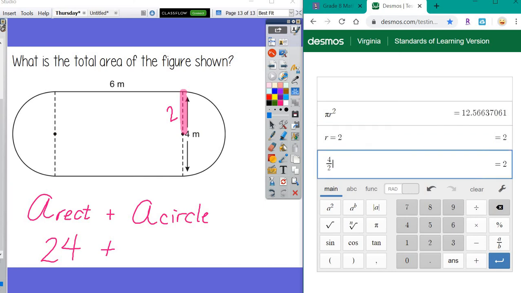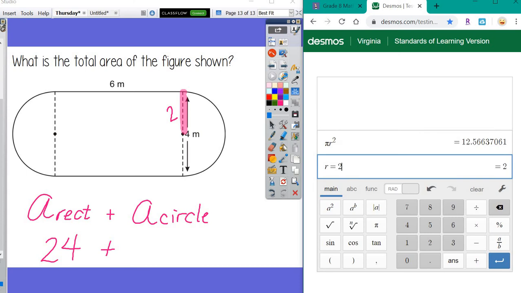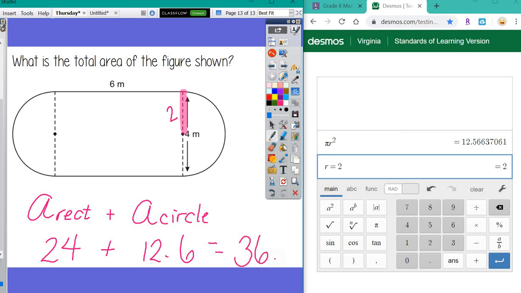But either way, it really doesn't matter because the answer is 12 point, let's round it to the tenth place, 12.6, okay? And then when I add those two areas together, I get 36.6, and my units are square meters.